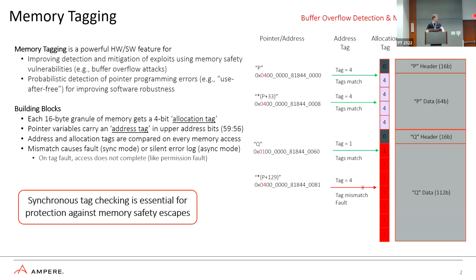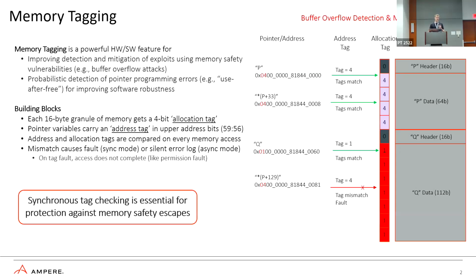So what is memory tagging? It's a powerful hardware and software feature to detect and also mitigate memory safety violations, things like buffer overflows, use after free, stray pointers. Anytime you're dereferencing a pointer or accessing memory that you didn't intend to or aren't supposed to, but at a finer granularity than page-based protections, and even when that memory belongs to your own process, so it's not a traditional privilege violation.